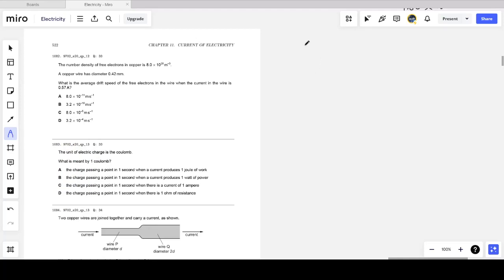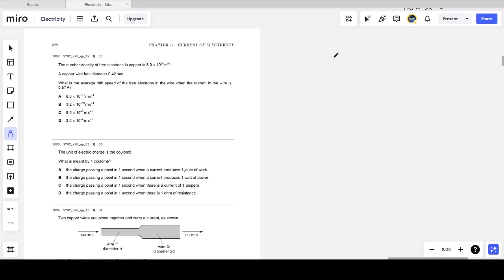The next question is 1082. It's from the summer 2020 exam. Summer is May, June 2020. From question paper 1, variant 2, and question 33 from that paper. We are told that the number density of free electrons in copper is 8 times 10 to the power 28 per cubic meter. A copper wire has diameter 0.42 millimeters, and we want to know the average drift speed of free electrons in the wire if the current is 0.57 amperes.